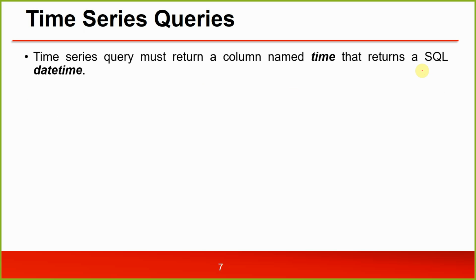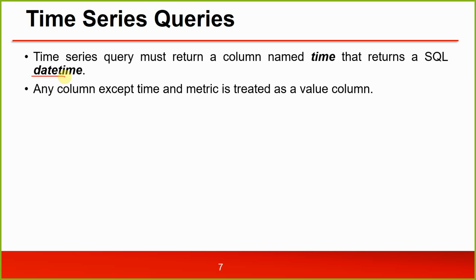Time series queries. Time series queries must return a column named time that returns a SQL date time. Any column except time and metric, meaning only 2 types of columns should be there in the database: time and metric. If you have any other column which is part of the table, that will be treated as a value column.